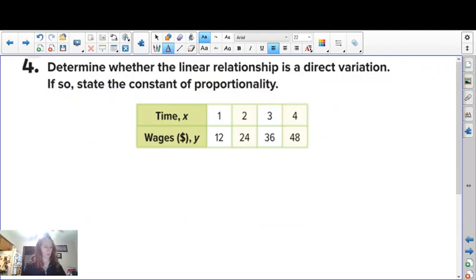All right, last one. Determine whether the linear relationship is a direct variation. If so, state the constant of proportionality. So when I deal with time and wages, think about this. I've got money over time. I always discuss the amount of money I make per hour, so we know that my money needs to go on top. So I have money over time.